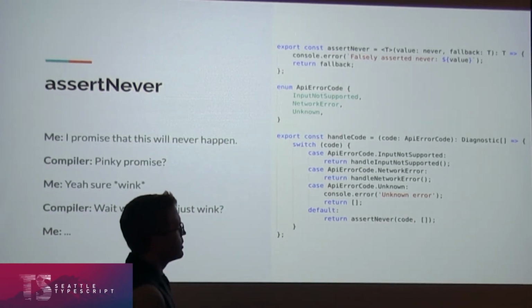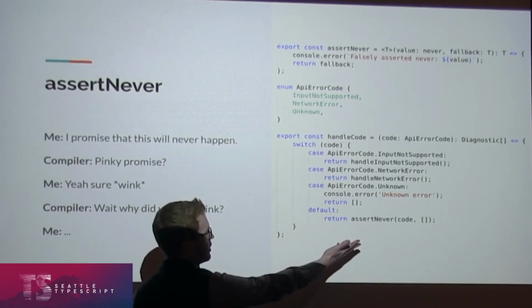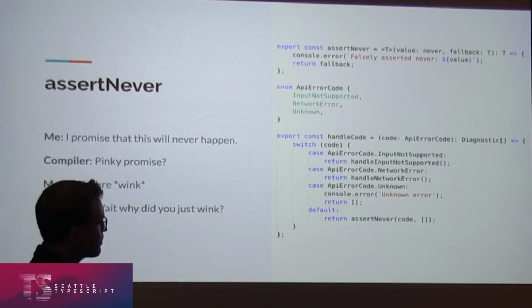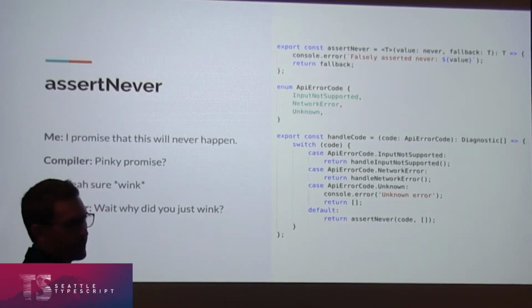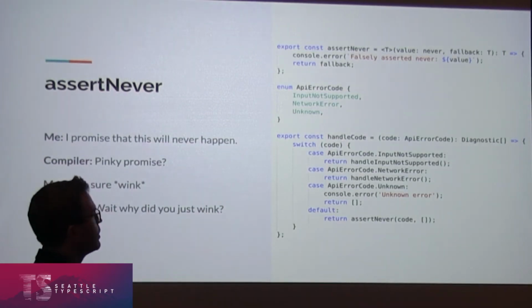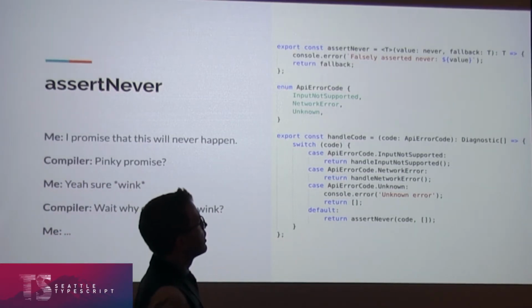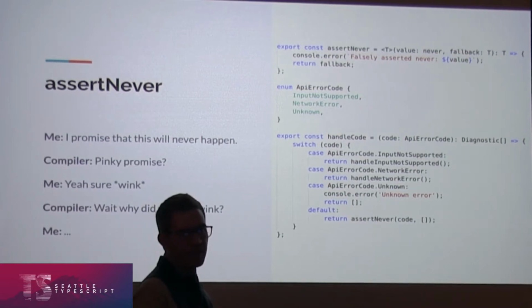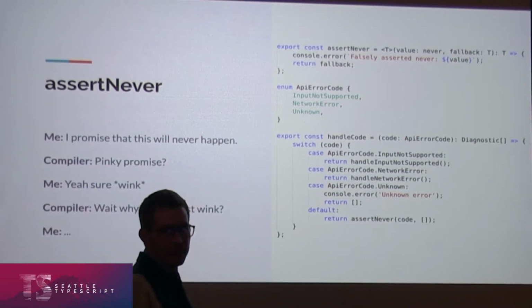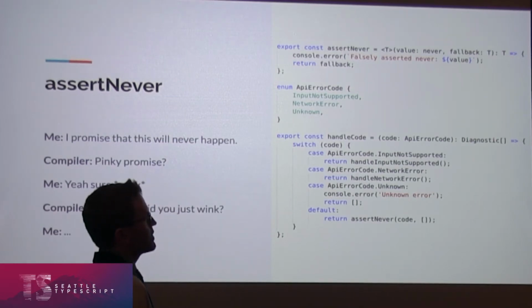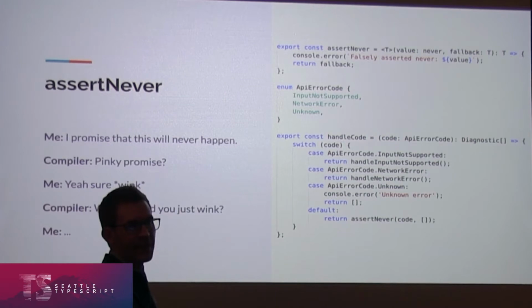Then what we do is we call this function assert never, which we've defined above. It's a generic function because it takes a fallback. But the important part is its first argument, which is value, and the value is of type never. So TypeScript, being good about checking our types, is going to make sure that what we're passing as value is actually assignable to never.